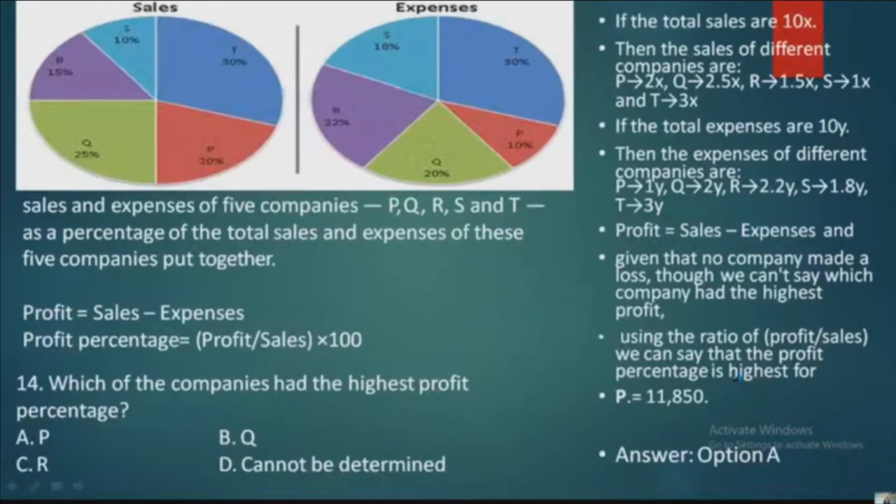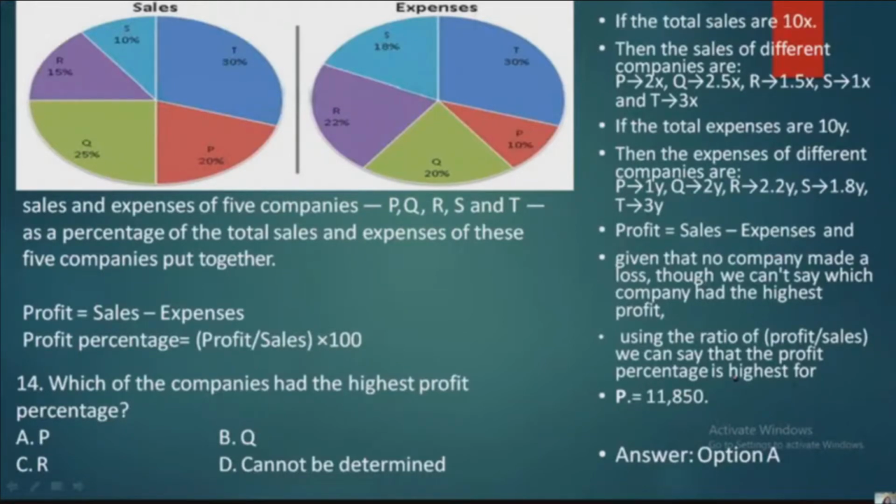Now let us go with the chart given here. What was the tip I gave you? The tip was you have to understand the data given. Let us see the pie chart. They have given two pie charts. One is sales and the other one is expenses.